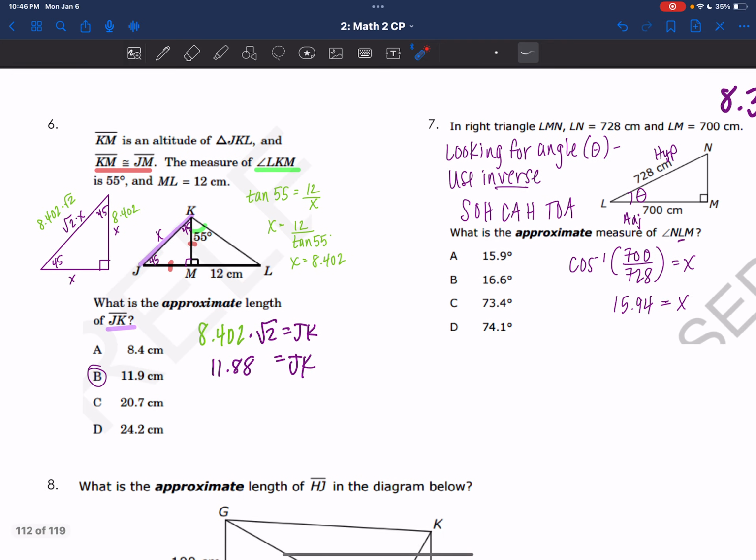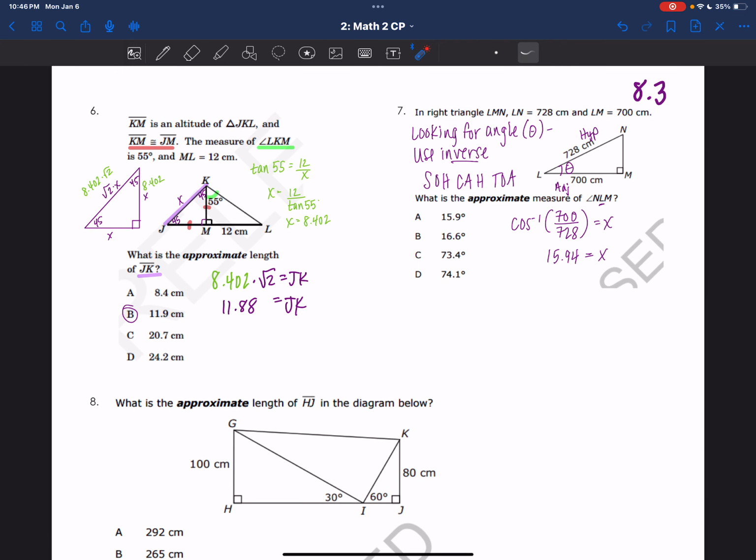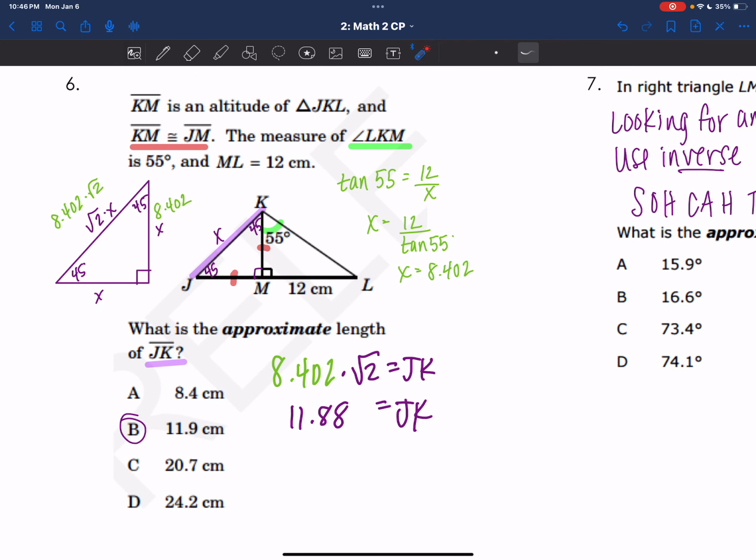All right. Now let's go here. Again, more of the same thing. Just remember an altitude intersects at 90 degrees. And then it's saying here, JK or JM and then KM are congruent. And we're looking for LKM. LKM is 55. And so they already labeled everything.